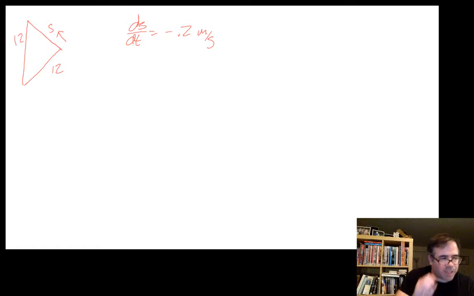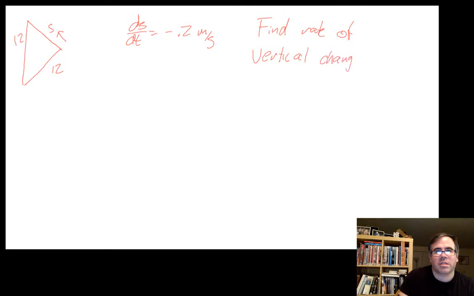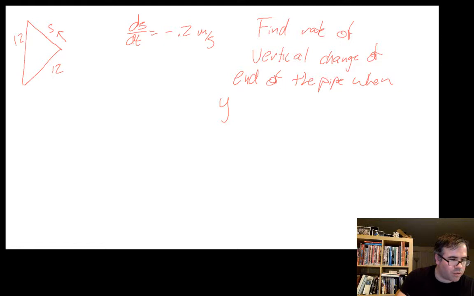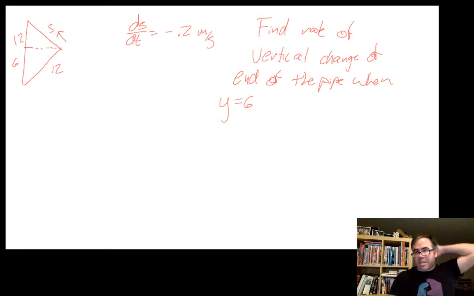Some of this may be done for you, some of it may not. And they want to find the rate of, let's say, vertical change of the end of the pipe, when y equals 6. So imagine if it's 6 meters up, right? How much more up is it getting? What's the rate of up in this case? And the biggest thing is just finding relationships here, because it's not entirely clear what's going on.